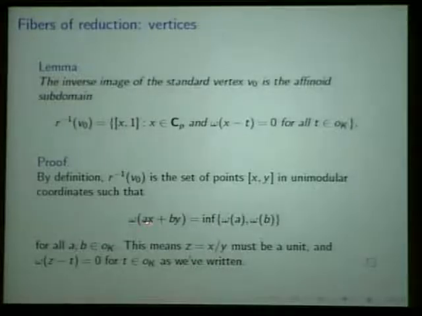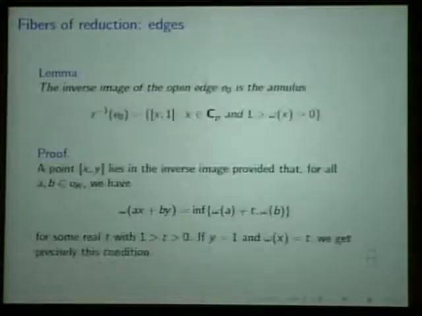When is it the case, for which x and y, that for a and b, the valuation of ax plus by is just the infimum of the valuations of a and b? That's the usual case. The only way this can fail is if there's some relation between x and y which, for certain values of a and b, might make this smaller than you expect. And that's what you have to rule out. So that's the calculation for the vertices.